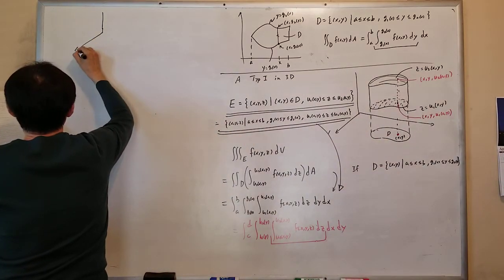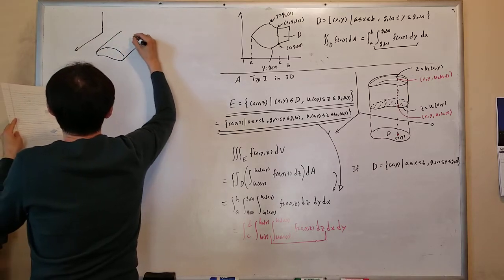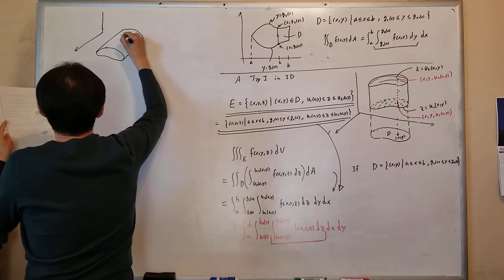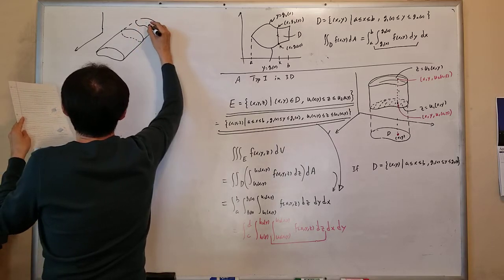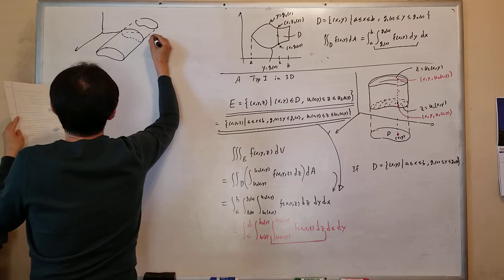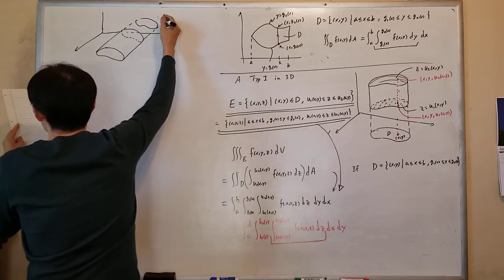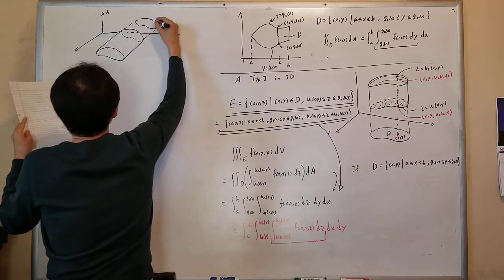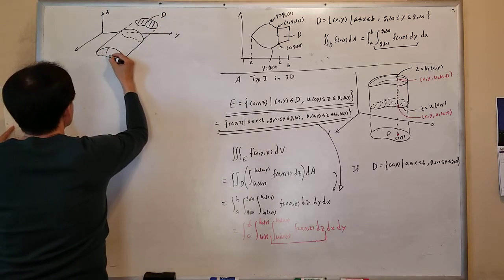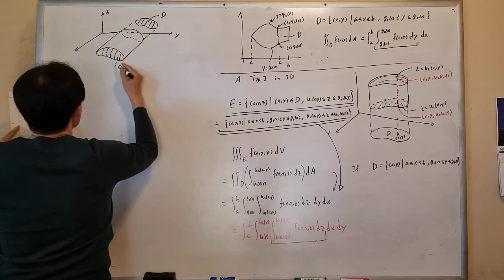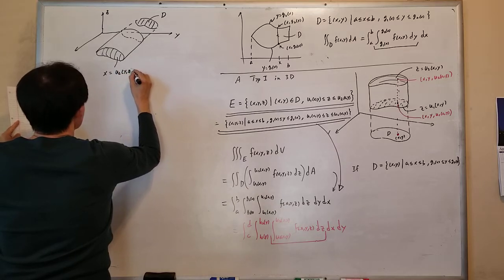So this is a generalized cylinder along the x-axis. This is D, the domain, in the YZ plane of the X, Y, Z space. And then there is a surface. That surface is now X equals U2 of YZ.